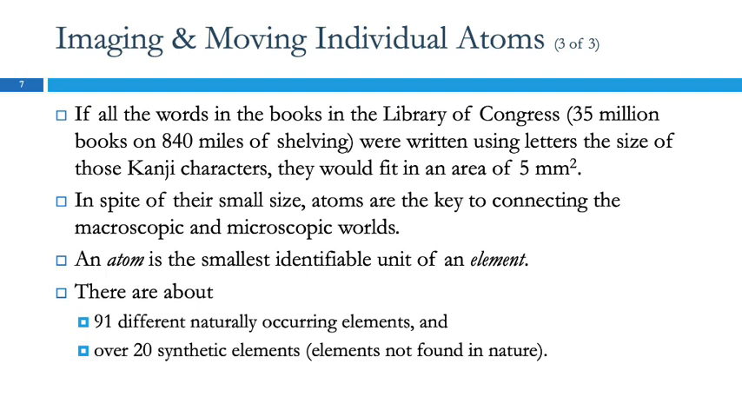In spite of their small size, they are the key to connecting the macroscopic and the microscopic or submicroscopic worlds. The atom is the smallest identifiable unit of an element. I think of it as like a Lego brick. It's the smallest piece, right? There are about 91 different elements that occur naturally and over 20 that are synthetic, meaning they're not found in nature, but people have managed to make them. They don't hang around very often, though, because they're very unstable, which is why they don't exist in nature. They fall apart.